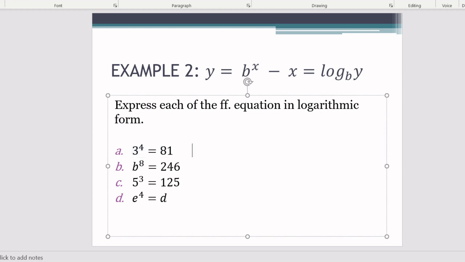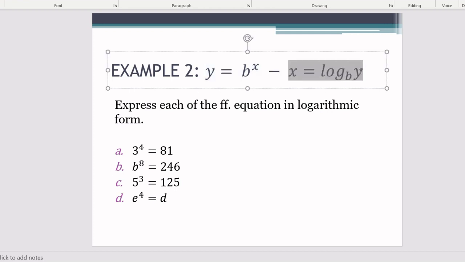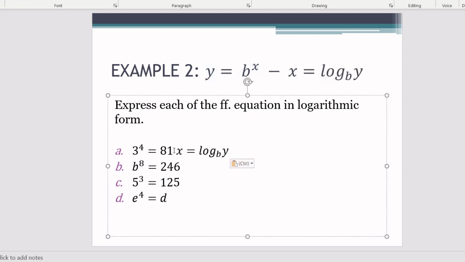Okay, so how do we transform that? Let's copy this one as a guide. Once again, what is your x? That is 4, correct? Okay, and then your b is equivalent to 3. Then your y is equivalent to 81. Now this is your transformed function, that is equivalent to log base 3 of 81 is equal to 4, which is more formal.